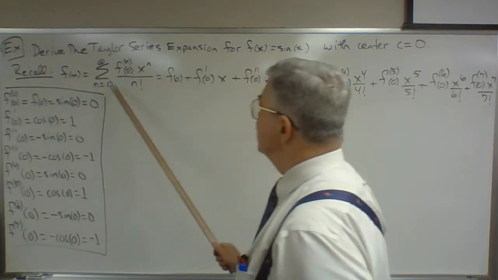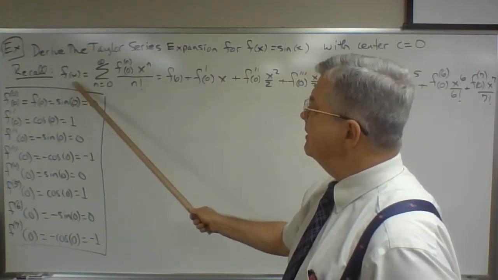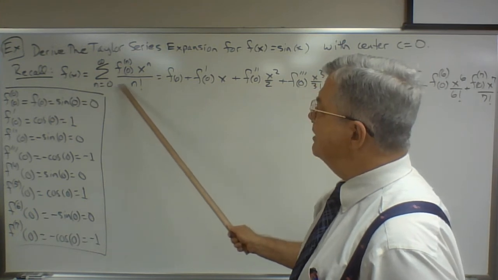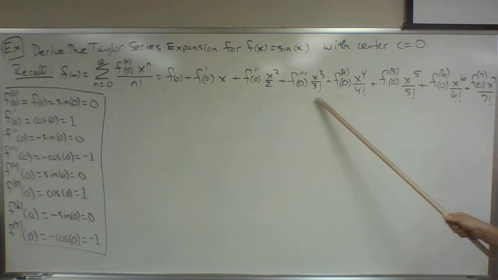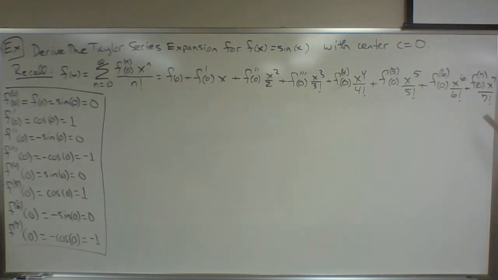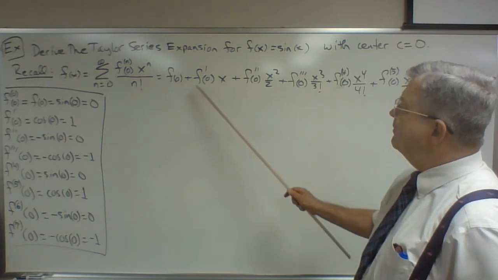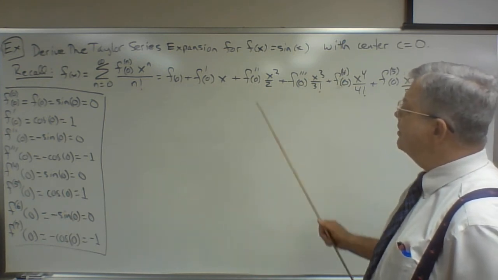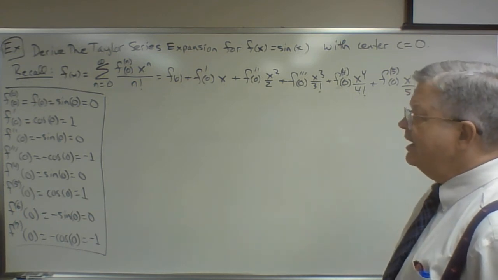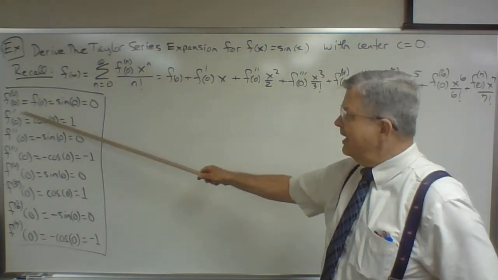And this is what the Taylor series expansion for f of x looks like. The Taylor series expansion with center C equals 0. This is what we just derived a minute ago. And it looks like we're going to have to compute a bunch of things. We're going to have to compute f of 0, f prime of 0, f double prime of 0, and so forth. So here are the values right over here.